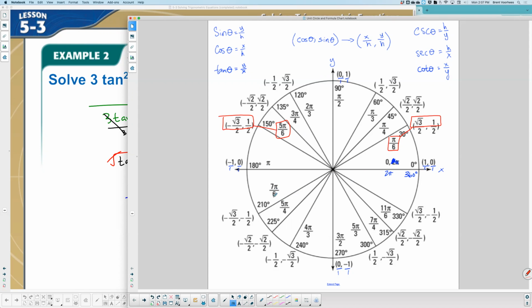Okay, in the third quadrant, where's our answer in the third quadrant? Adrina, where do you say?